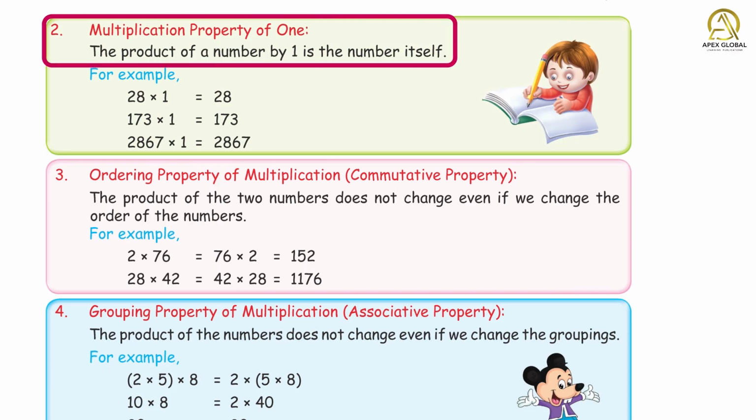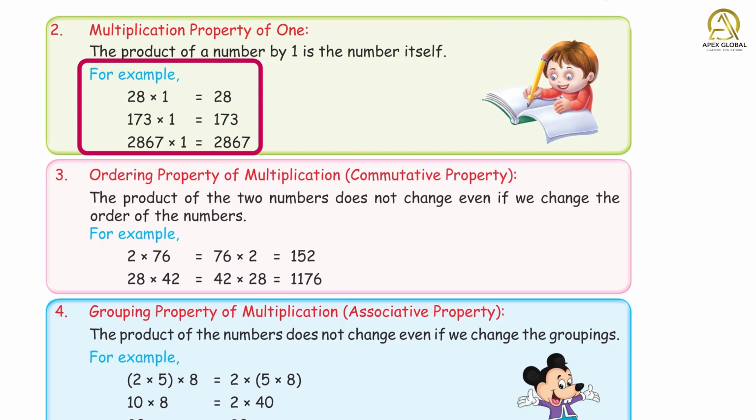2. Multiplication property of 1. The product of a number by 1 is the number itself. For example, 28 into 1, 28. 173 into 1, 173. 2867 into 1, 2867.